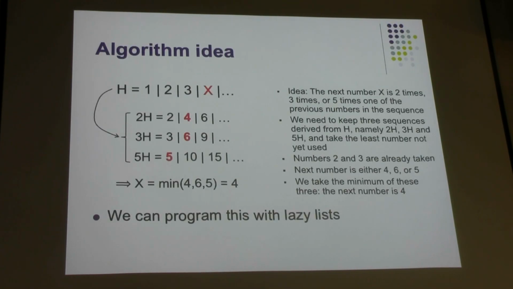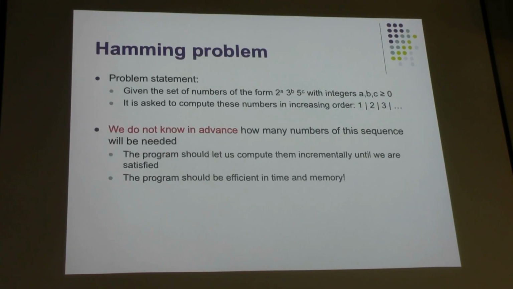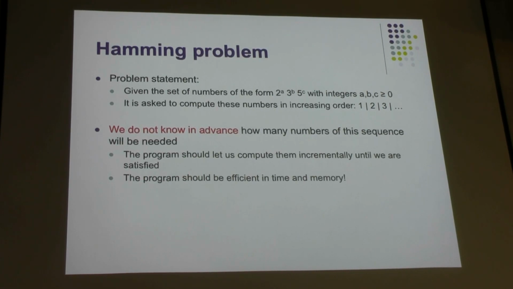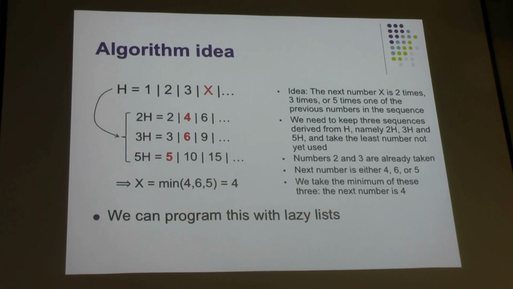And then we went into the Hamming problem, where we need to generate the numbers 2 to the a, 3 to the b, 5 to the c, in increasing order. This is non-trivial, because when a, b, c are increasing, the numbers will appear in any kind of order. So you want them in strictly increasing order. And in order to do that, you will create it incrementally with a stream. And the way is to have H be the result. And then you have 2H, 3H, and 5H, and you merge them together.